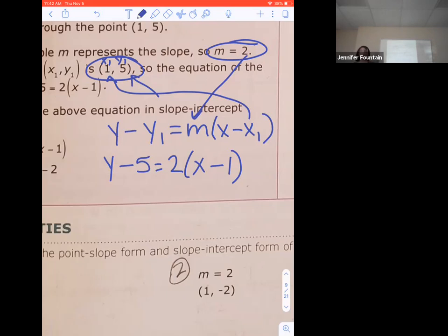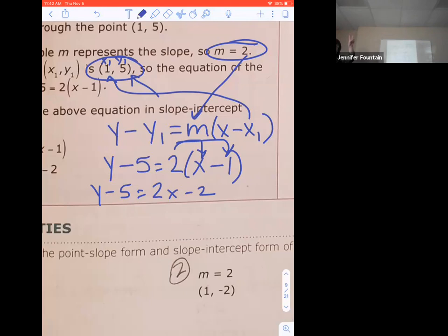Distribute. The distributive property, okay? I've got a number outside of parentheses, so I know that means I'm going to have to distribute that 2 to each term inside parentheses. So my 2 will need to be multiplied by x, and 2 will need to be multiplied by -1. I'm going to start there, and I have y minus 5 equals 2x minus 2. Does everybody plug in the values that I knew?